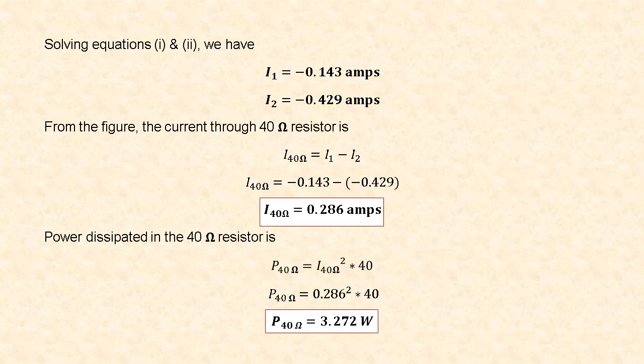Now, the power dissipated in the 40 ohm resistor can be calculated by using the formula power is equal to I square into R. Here R is equal to 40 ohm, and the current through the 40 ohm resistor is 0.286. Substituting that, we have P 40 ohm is equal to 0.286 square into 40, which is equal to 3.272 watt. Hence, the power dissipated in the 40 ohm resistor is 3.272 watts.